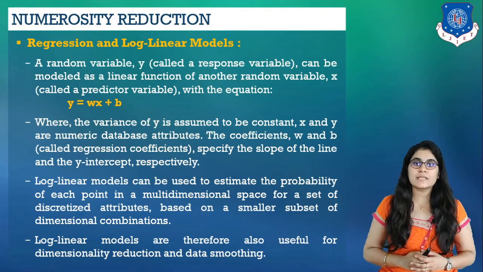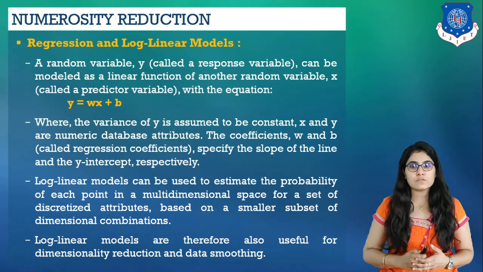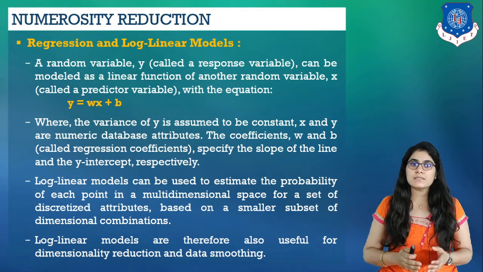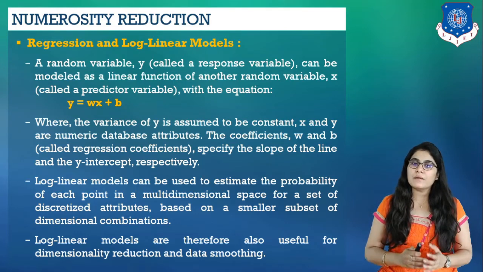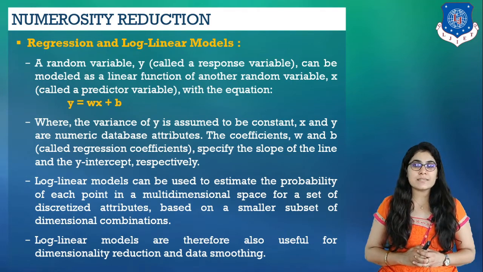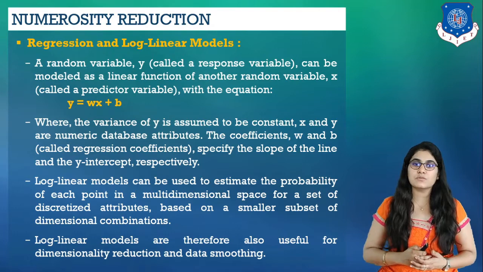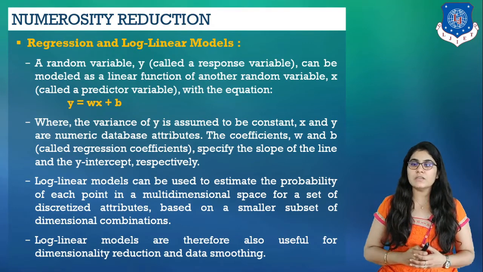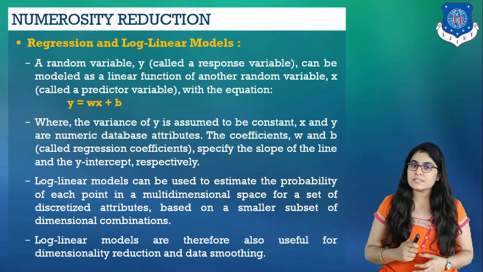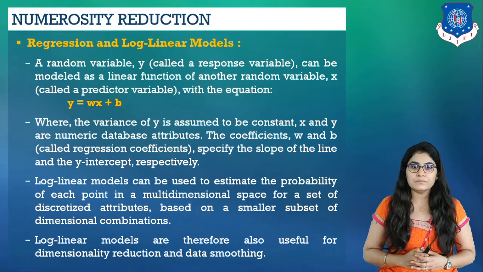Numerosity reduction techniques replace the original data volume by alternative, smaller forms of data representation. These techniques may be parametric or non-parametric. For parametric methods, a model is used to estimate the data so that typically only the data parameters need to be stored instead of the actual data. Regression and log linear models are examples of parametric methods. So let's discuss regression and log linear models.